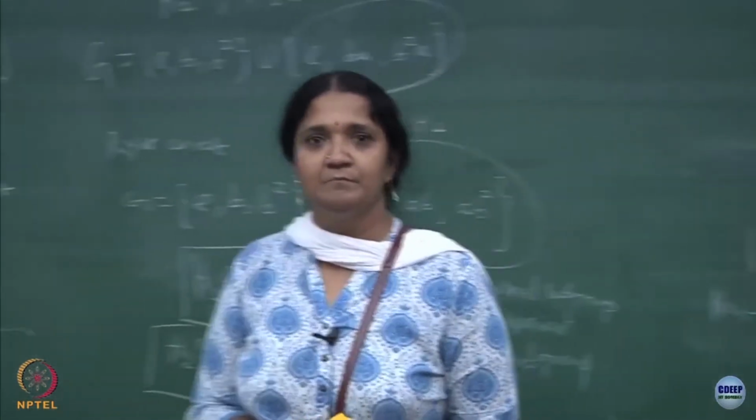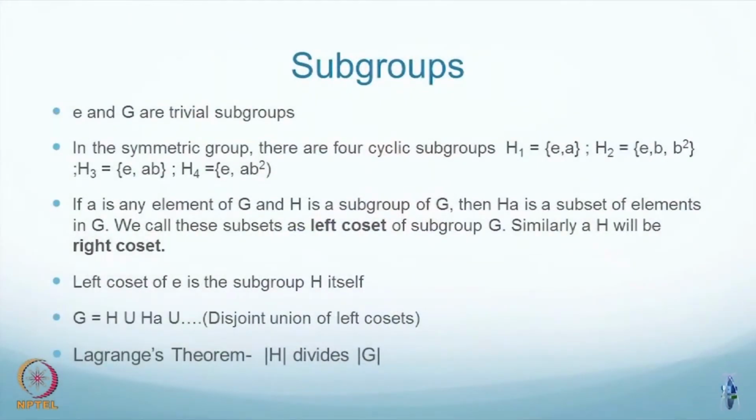Is that okay? So, let me get on to the screen to tell you what I am trying to say. Okay, so in the specific example of the symmetric group, you can see that there are cyclic groups, 4 cyclic groups, and then we could also construct left cosets. Similarly, with a subgroup you can construct right cosets. This is what I explained for H1 and H2.